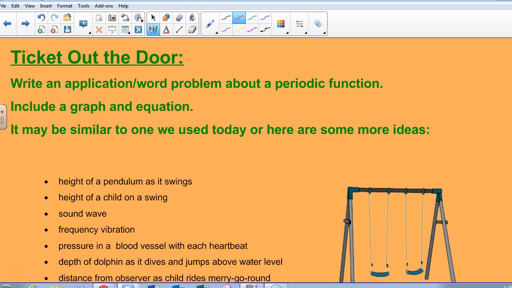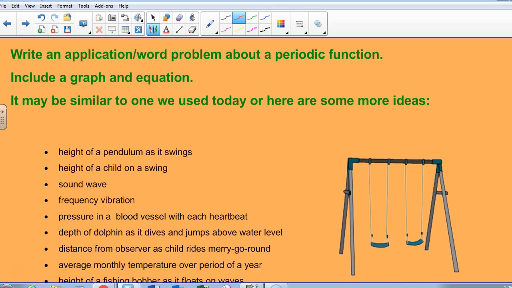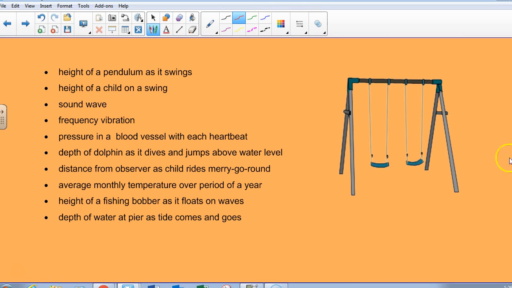Should we do a ticket out the door or should we go to homework questions? Okay. Just because your homework is on applications of this, tonight's homework, not the questions you have on last night's.